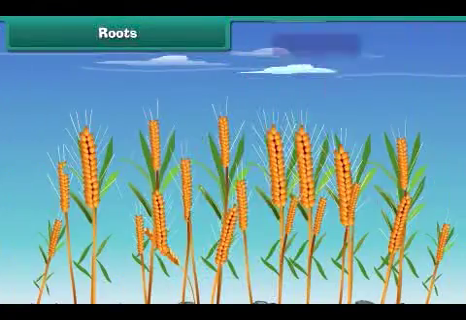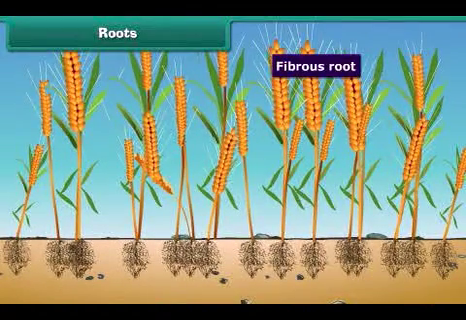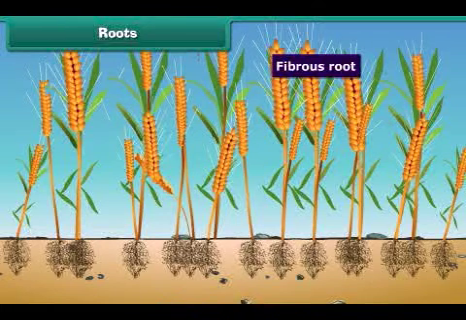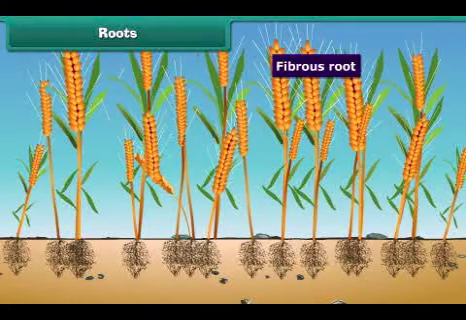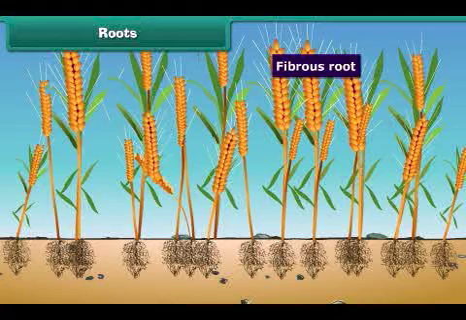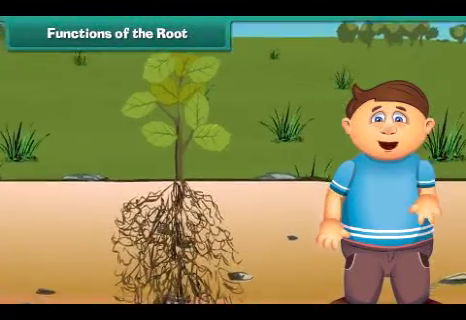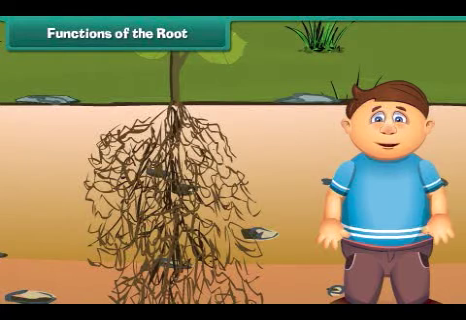But in a fibrous root, a number of almost equal-sized roots are attached to the end of the stem. That is, there is no main root like tap root. This kind of roots is present in grass and wheat. Till now we have learnt the structure and types of roots. But now the question is, what are the functions of the roots?